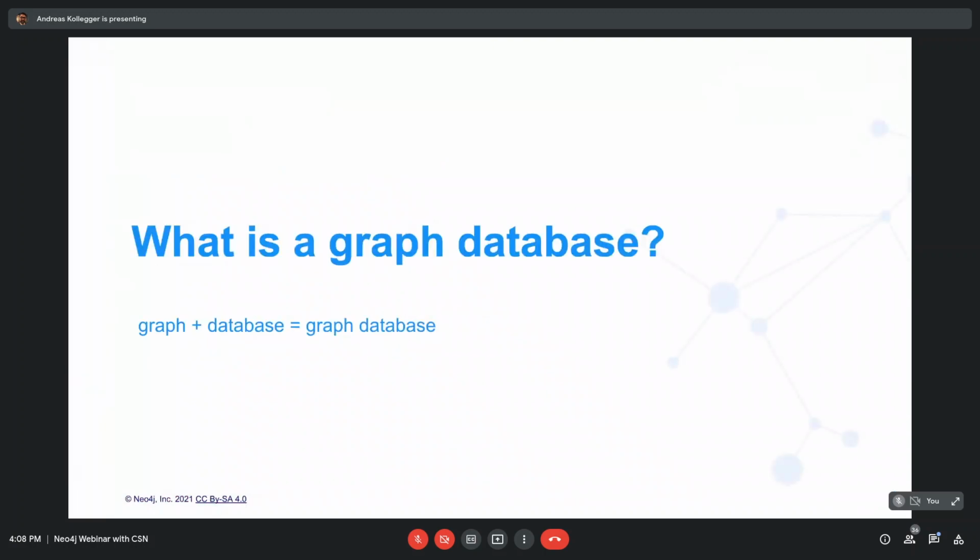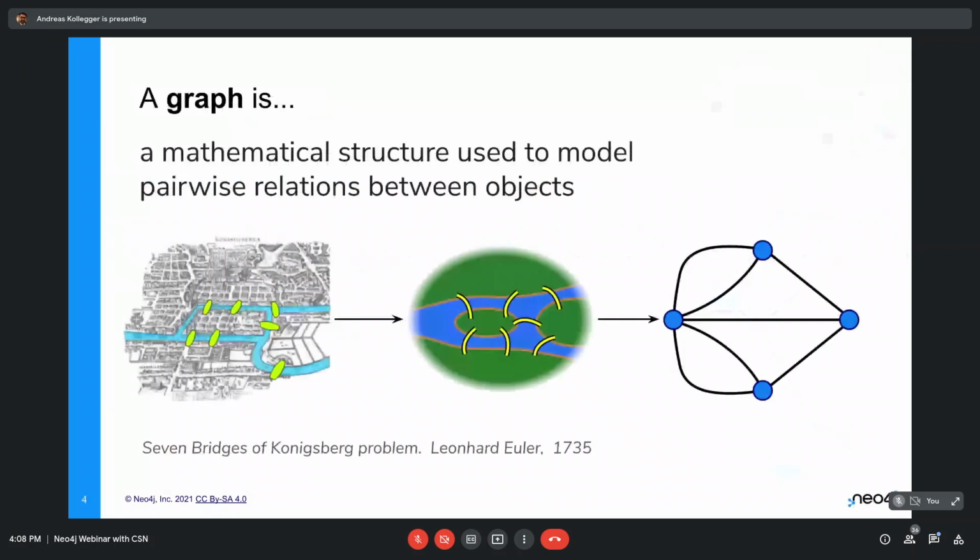Okay, so what is a graph database? The first step, of course, is that it is exactly what you think it is. It's a graph plus a database. Put them together and you get a graph database.